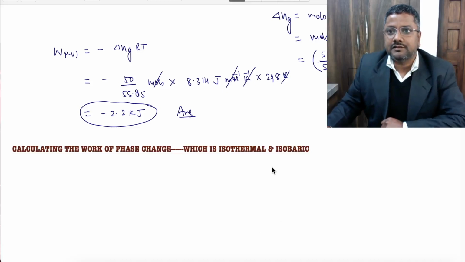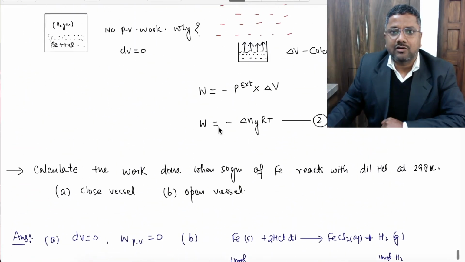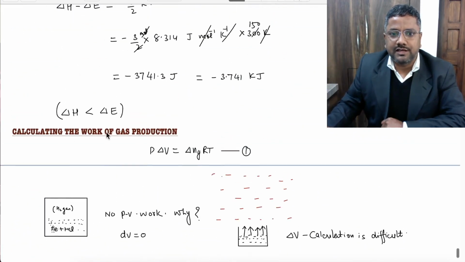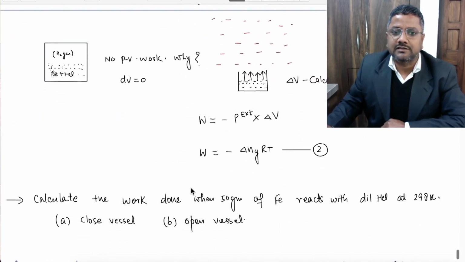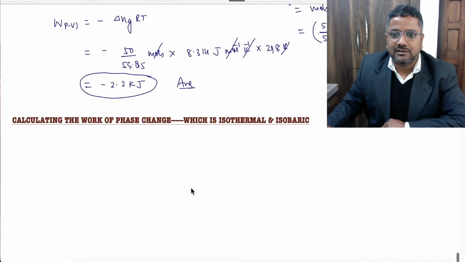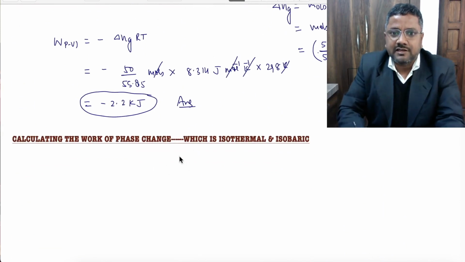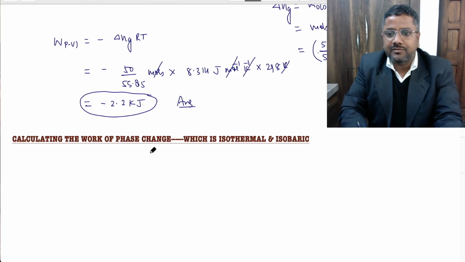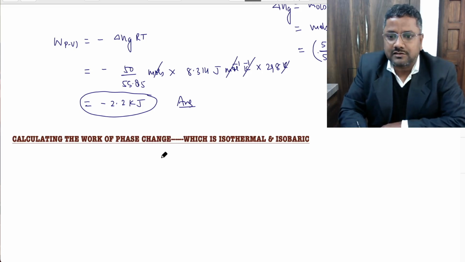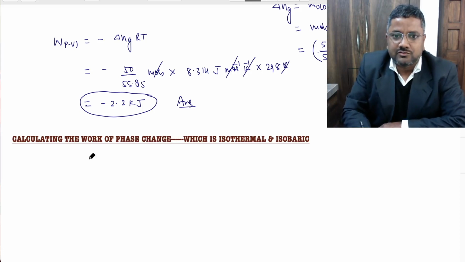Well, in the last lecture, we calculated work in a very specialized case when a gaseous product is produced in a chemical reaction. Now I am taking another example of a very specialized case. When there is a phase change, during phase change also we can calculate work. So, what are the different phase changes?